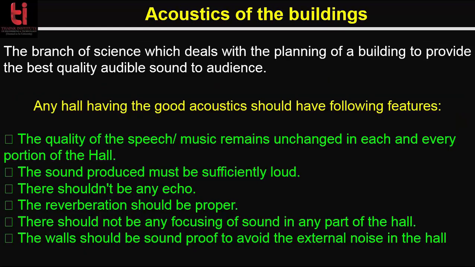Architectural acoustics, or the acoustics of buildings, is the branch of science which deals with the planning of a building to provide the best quality audible sound to the audience. Any hall having good acoustics should have the following features. The quality of the speech or music remains unchanged in each and every portion of the hall. The sound produced must be sufficiently loud. There should not be any echo. The reverberation should be proper. There should not be any focus of sound in any part of the hall. The walls should be soundproof to avoid external noise in the hall.